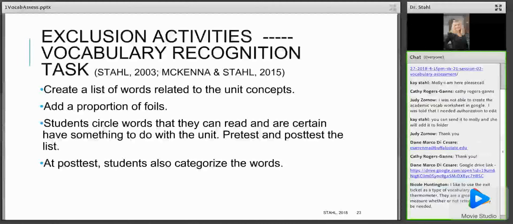I actually developed a vocabulary recognition task for my students, and what I did is I created a list, and the way you do the vocabulary recognition task is you create a list of words related to the unit concepts.